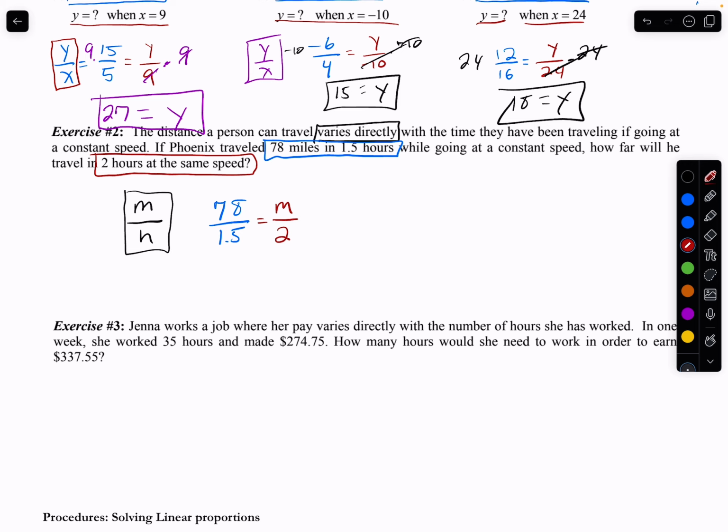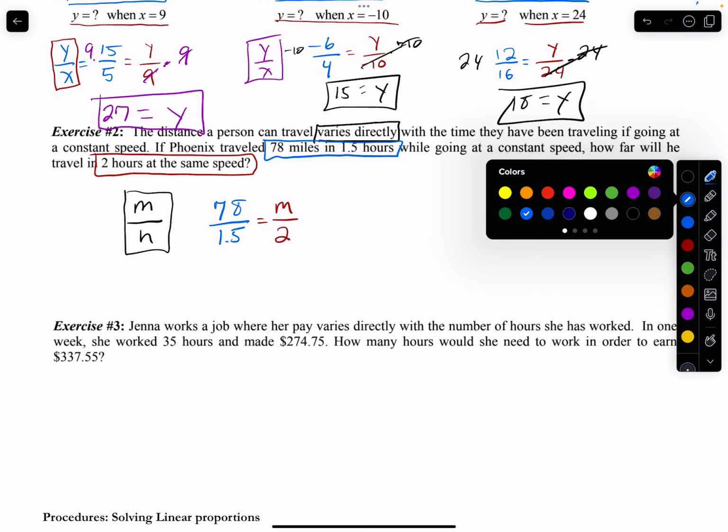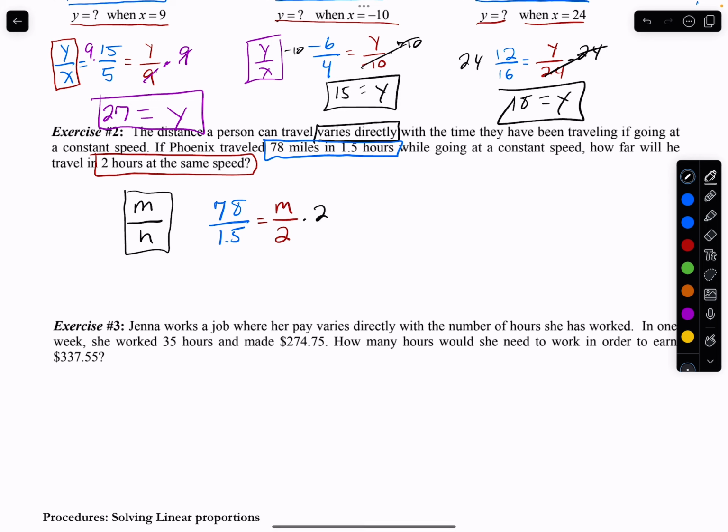Now if I multiply by 2 on both sides, you're going to come up with an answer of 104 miles, because the 2s are going to cancel out, and then use your calculator to simplify that operation.